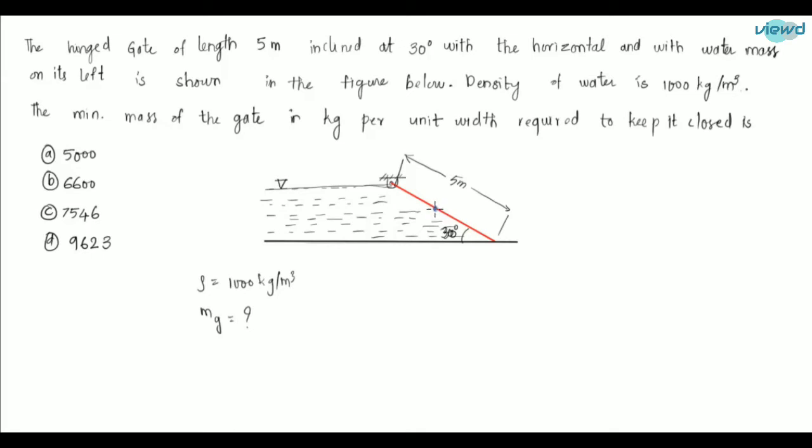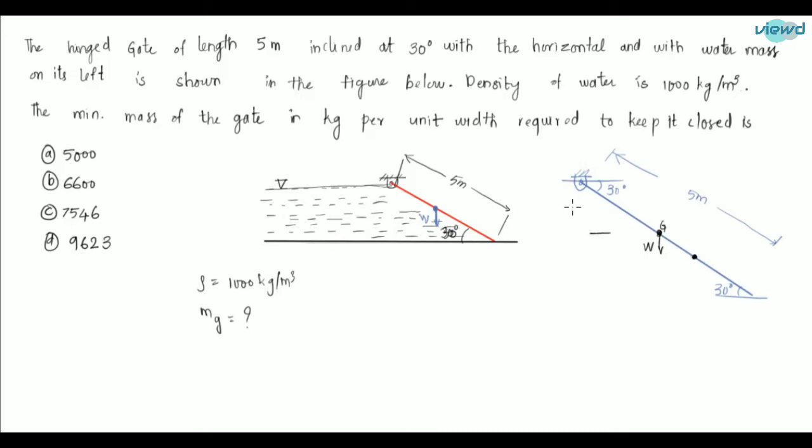So firstly, the weight of this gate is acting in the downward direction. Let me draw it a little big here. So this is the gate, and this is the hinged one. This is 30 degrees, and this is also 30 degrees, and this is 5 meters. And now the forces acting on this are, firstly, this is the weight of the gate. This is the center of gravity of that solid plate, and the hydrostatic force will be acting on this plate at a distance of hcp.